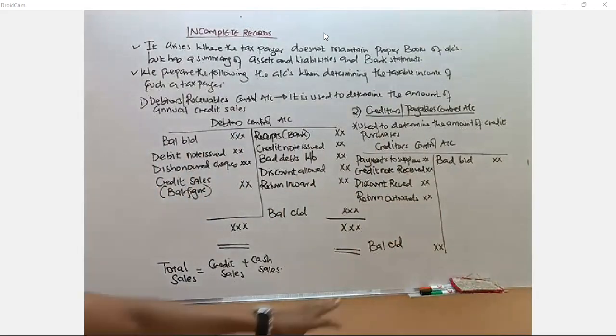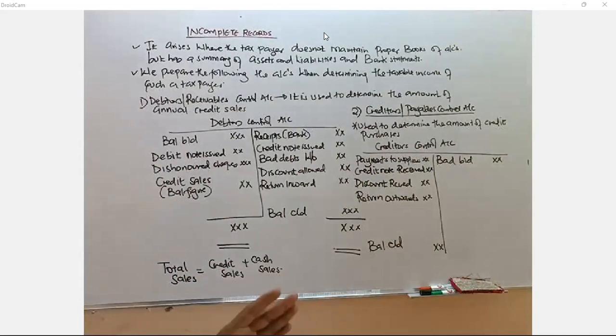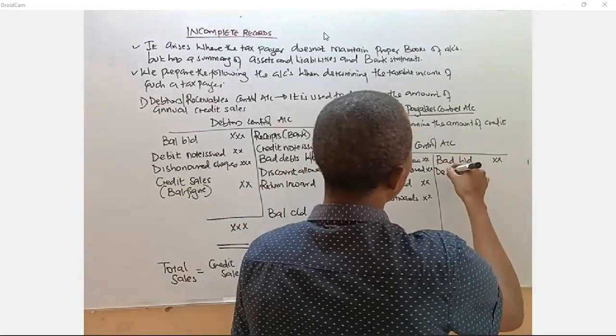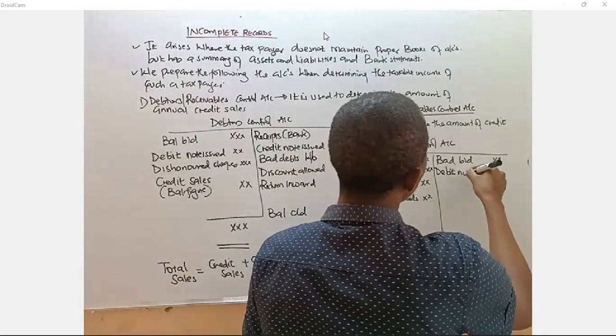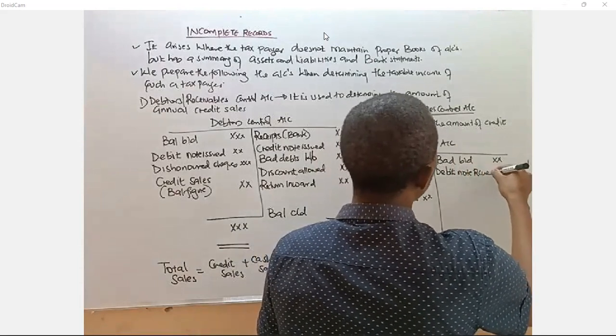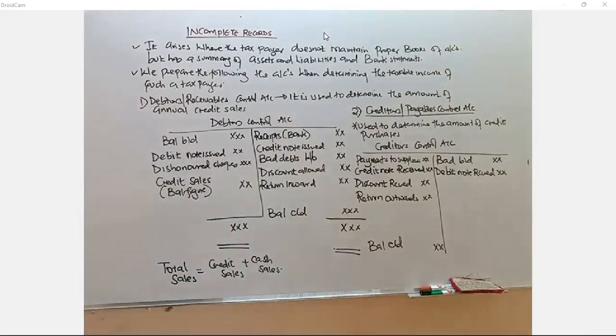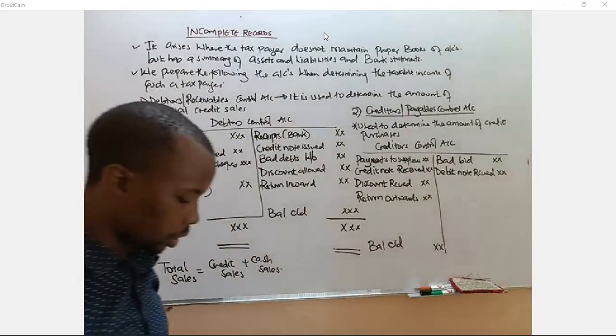Now, the balance carried down, I've said is going to be on the debit side. So what normally affects the credit side of the creditors control account? When I look at it here, we are discussing the debit note issued. It means here should be the debit note received. The debit note received, you're going to be putting them on the credit side.